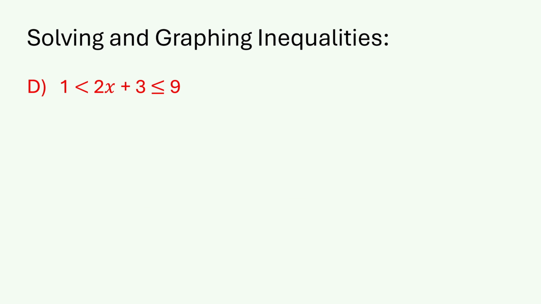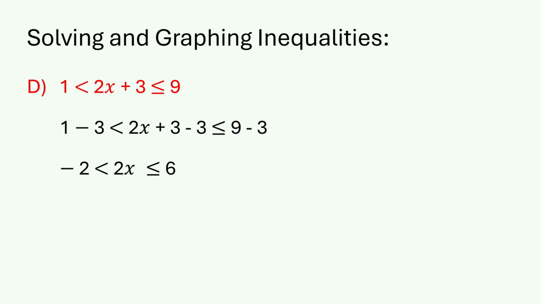Example D. 1 less than 2x plus 3 less than or equal to 9. We subtract 3 from all parts. So it will be 1 minus 3 less than 2x plus 3 minus 3 less than or equal to 9 minus 3. When we further simplify, it will be negative 2 less than 2x less than or equal to 6.